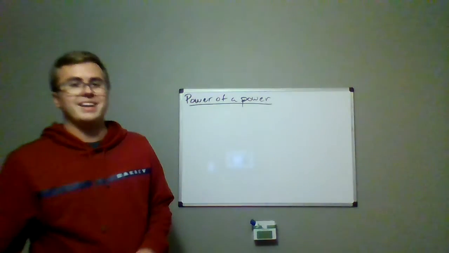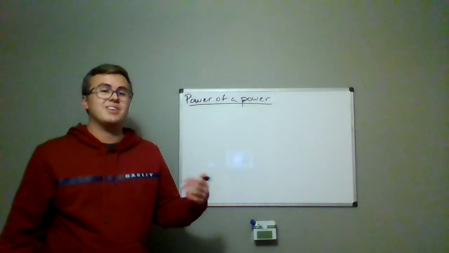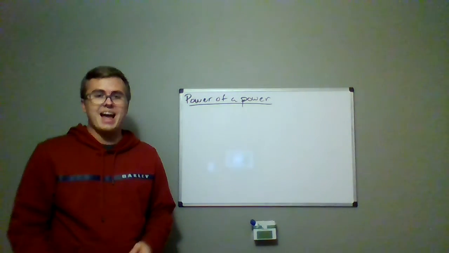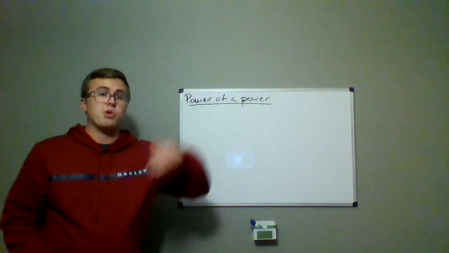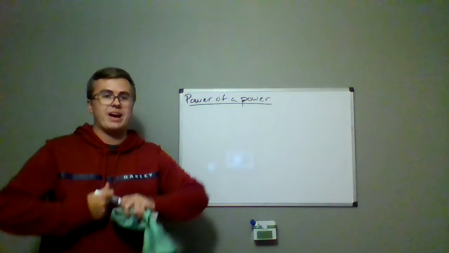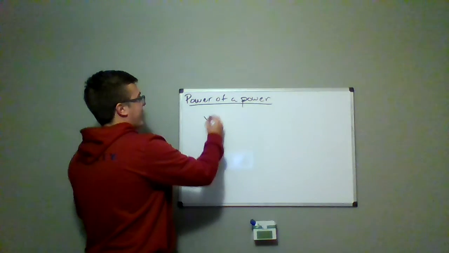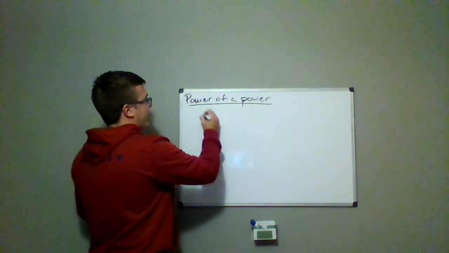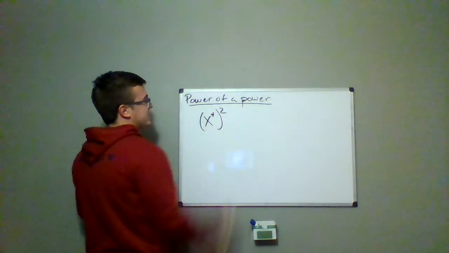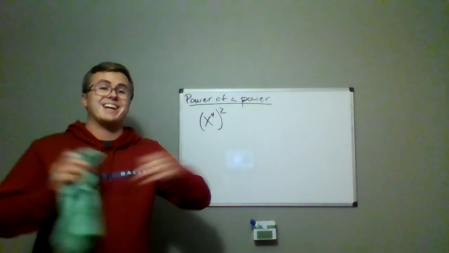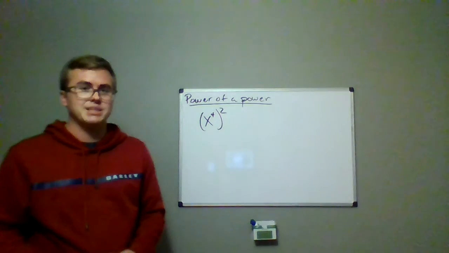All right, the next one is called power of a power. Remember, power is just another way of saying exponent. So we've got an exponent on top of another exponent. So that's like saying if we have x to the 4th power raised to the 2nd power. So just like we've been doing before, we're going to expand it and then see if we can simplify it.